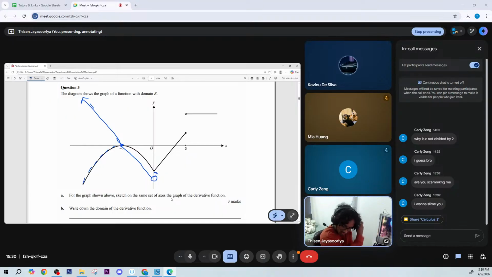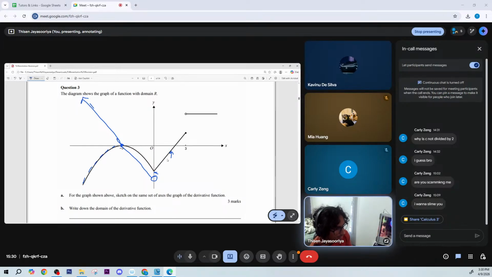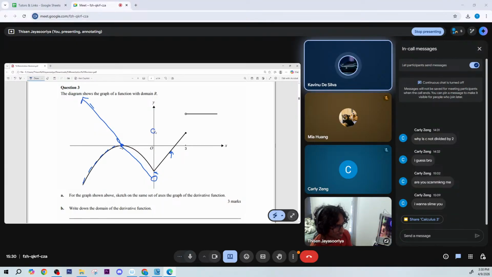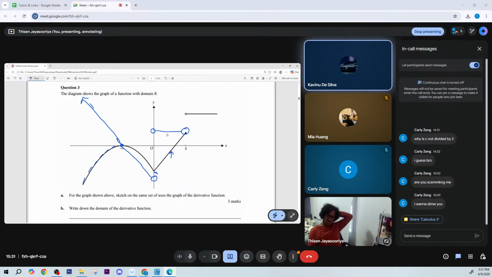So then, what does the derivative of this function become? Well, it's just a line because it's a constant increase, so it's a positive line. Does that make sense for the two of you, Carly, Mia? The derivative of the straight line is just a horizontal straight line. Makes sense for you, Carly?